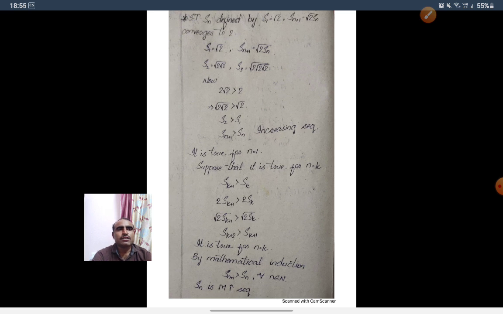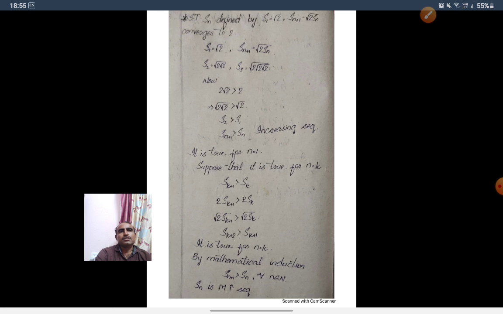We know S1 is equal to root 2, right? Sn plus 1 is equal to root 2 Sn. S2 is equal to root 2 into root 2, like that. 2 root 2 is greater than 2, so root of 2 root 2 is greater than root 2. So S2 is greater than S1. In a similar way, S3 is greater than S2. Continuing this, we get Sn plus 1 is greater than Sn, which is an increasing sequence.